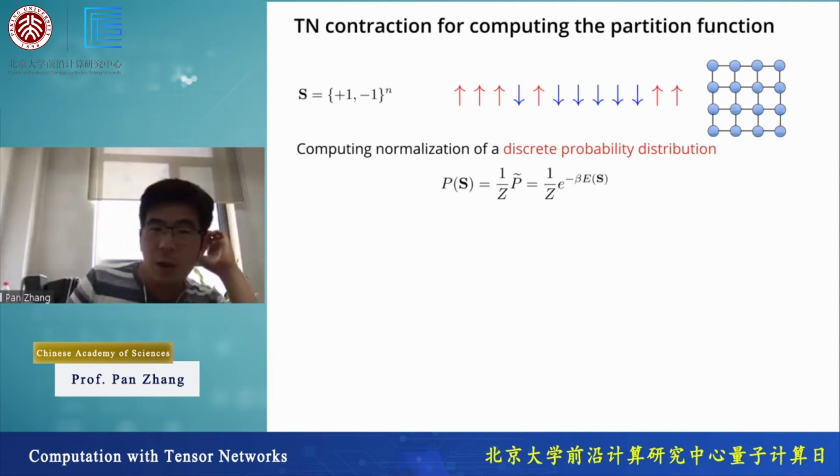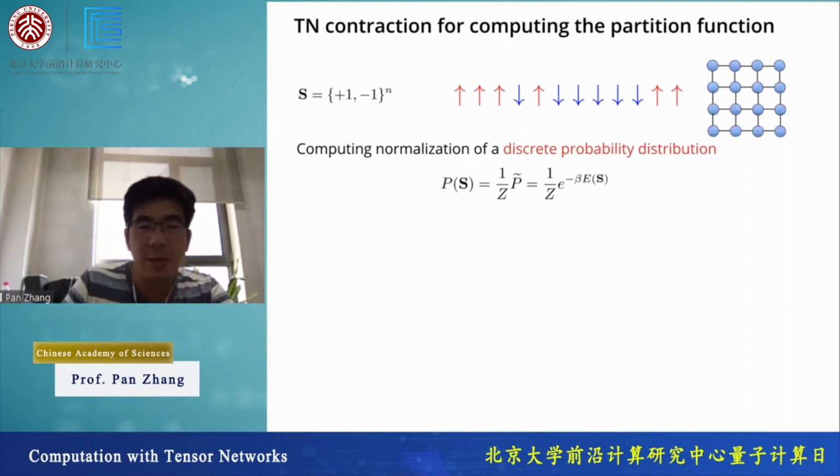Given this, I would first introduce how to compute the partition function using tensor network contractions. Let's go back to this statistical mechanics problem. Given a configuration S composed of n binary variables, let's assume that it's on a graph, for example, a 2D graph. And so the Boltzmann distribution is written here.